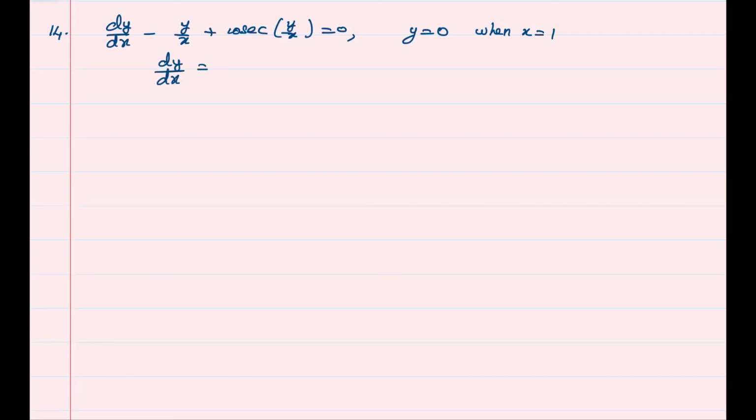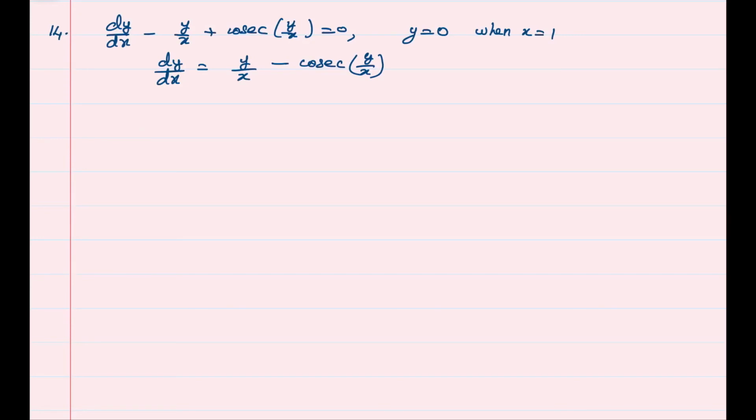Question 14. dy by dx minus y by x plus cosecant y by x is 0. y is 0 when x is 1. We will write dy by dx, and it is a homogeneous equation. dy by dx is y by x minus cosecant y by x.